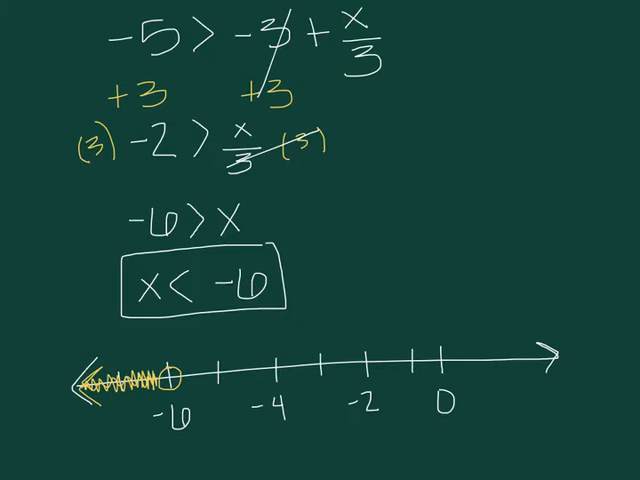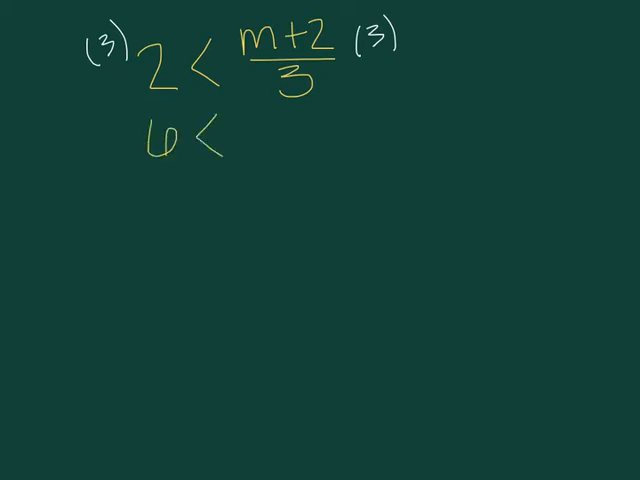Let's look at another example. Let's have 2 is less than m plus 2 all over 3. Since everything on one side of my inequality is a fraction, I can start by multiplying both sides by the denominator, neutralize that fraction. 3 times 2 is 6. 3 divided by 3 is 1. And m plus 2 over 1 is just m plus 2.